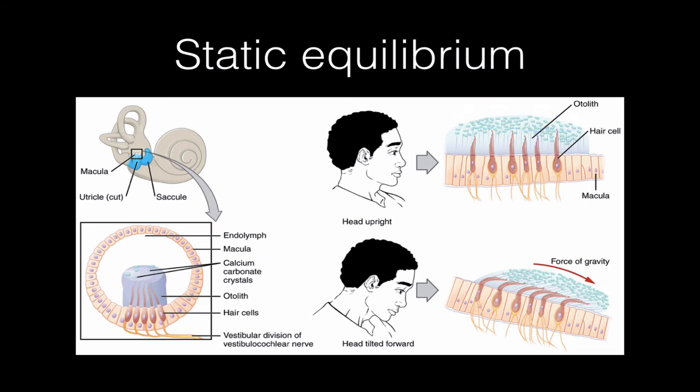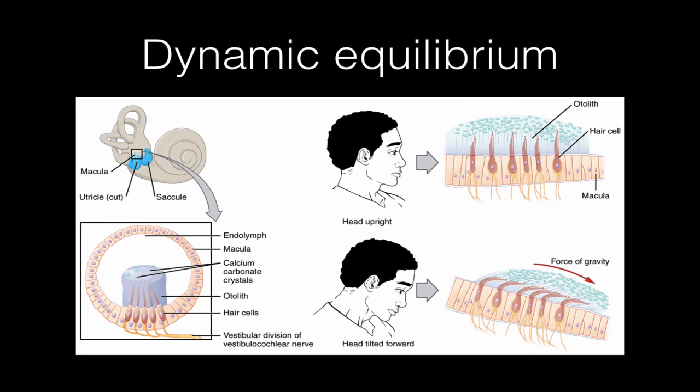Dynamic equilibrium is going to be looking at movement. When your head moves, these particles move, causing those little cells to bend, and then your body will know that you are in movement and you're no longer upright. And then your body can respond from there. And that is the sense of hearing.